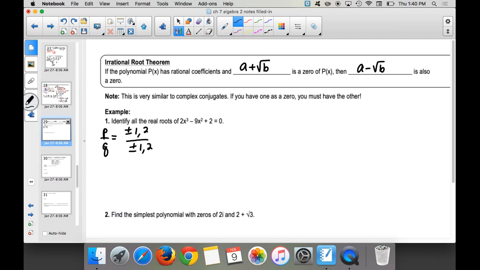All right, anything that you guys want to try? I think 1 does not work. Can you guys check that in your head? 2 minus 9 plus 2, is that going to be 0? No. So maybe we try 2. Let's try 2. So be careful, this one is missing an x term. So we're going to put in 2, negative 9, 0, and 2.